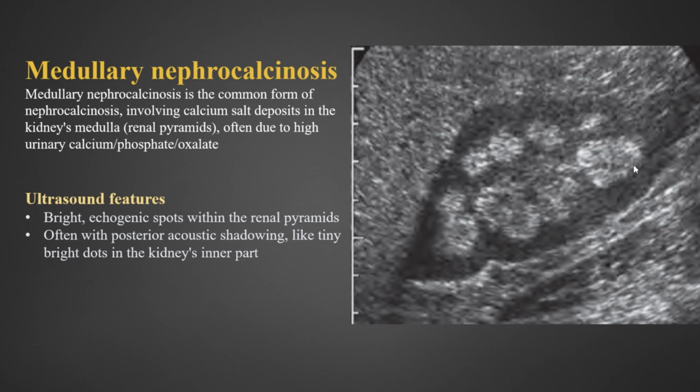And now in the sonogram, we can see multiple echogenic bright spots within the renal pyramids, and also showing somehow acoustic enhancement. And these features are suggestive of medullary nephrocalcinosis.